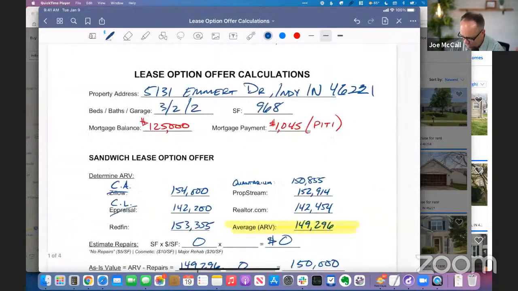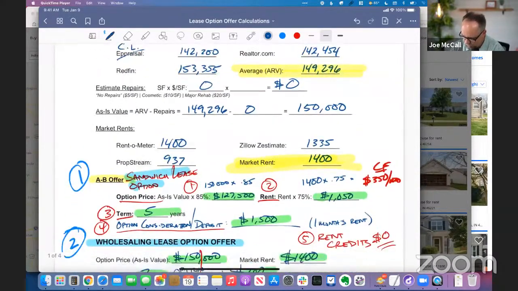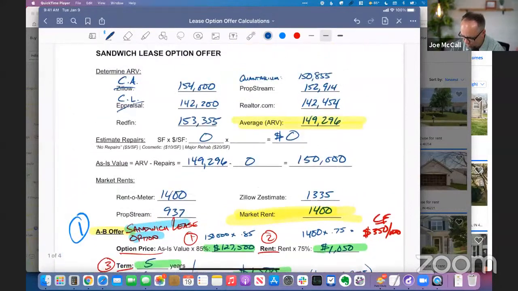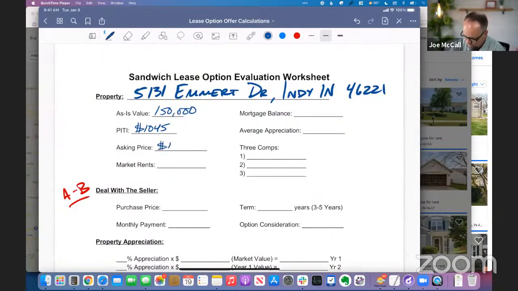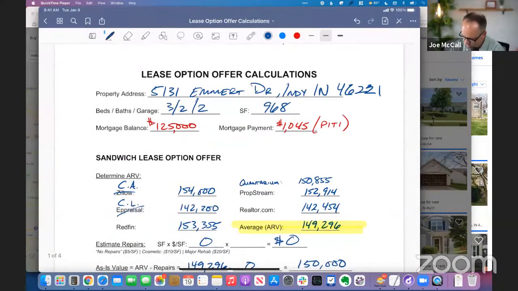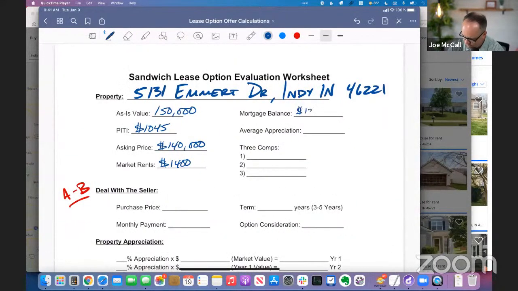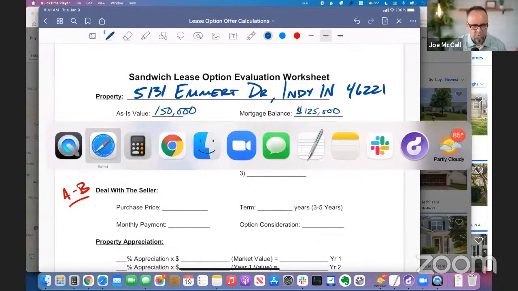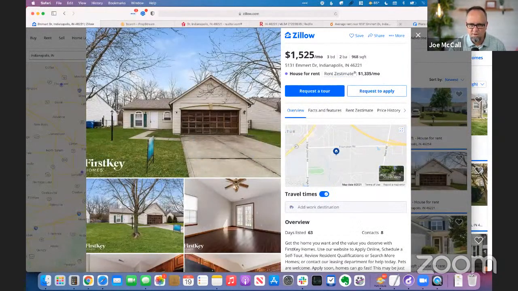The asking price the seller is wanting, they were asking for, let's just say 140. Market rents, we determined are 1,400. The mortgage balance, what did we decide? They said it was 125. The average appreciation in Indiana, well, I don't know. Let's see what the Google says. If it's on the internet, it must be right.